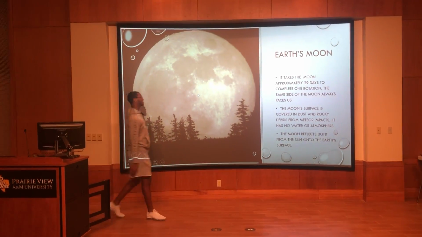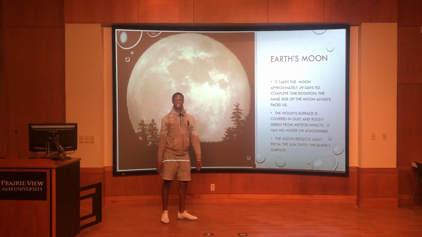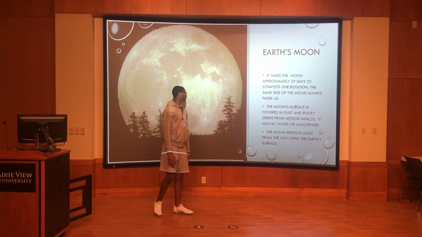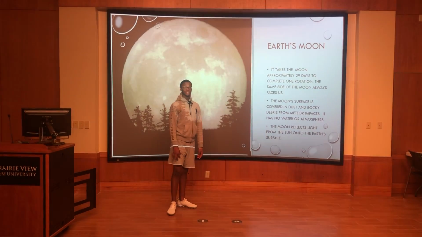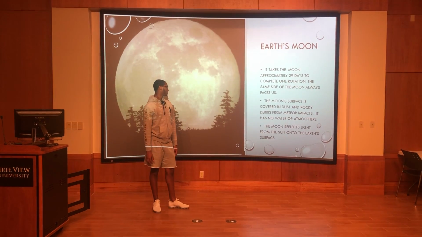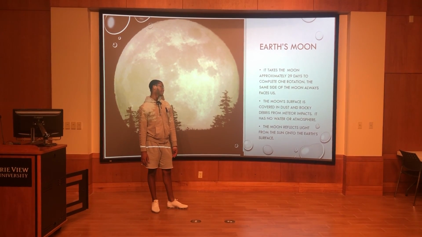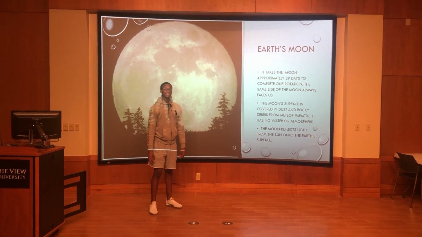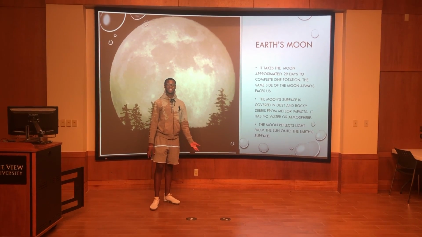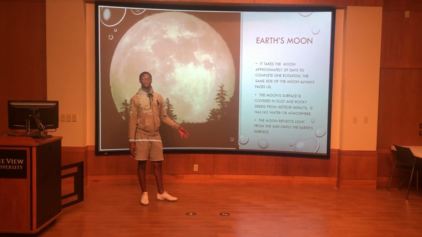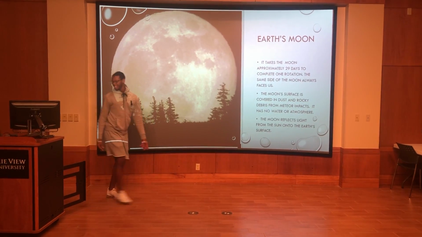Earth's moon takes approximately 29 days to complete 1 orbit. The moon's surface is covered with mostly dust and is rocky. The moon reflects light from the sun onto the Earth's surface. The moon controls the tide in the ocean. It's a fun fact.